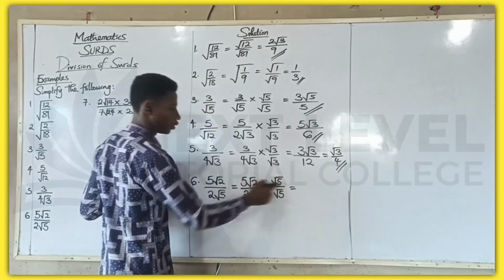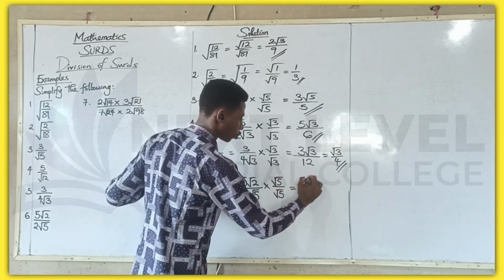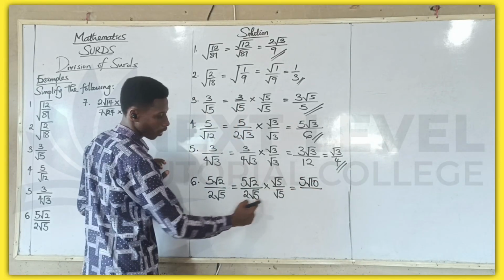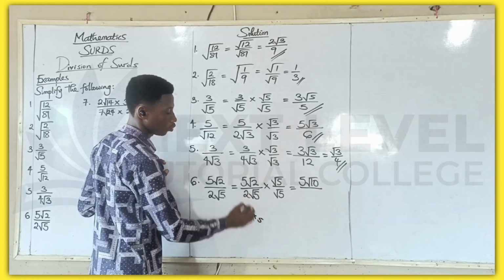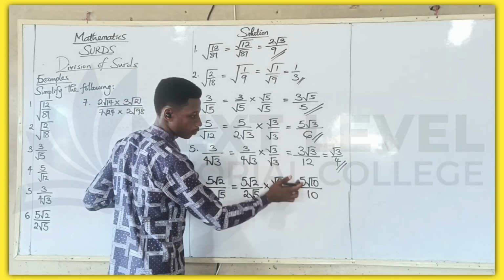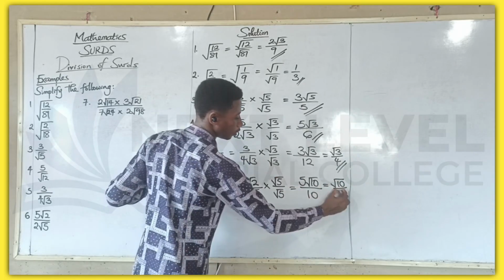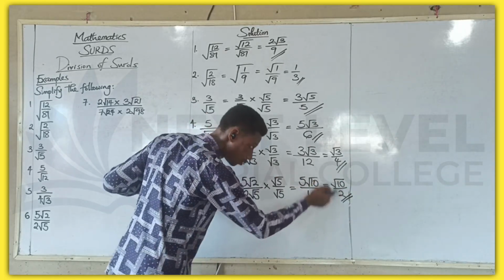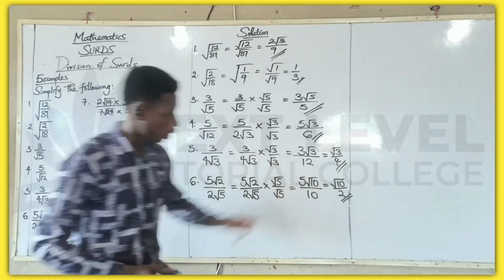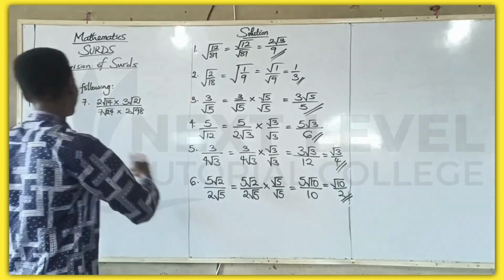So if we multiply this, root 2 times root 5 is root 10. So we have 5 root 10. Root 5 times root 5 is 5, times 2 here, 2 times 5 is 10. Now 5 can go into 10, 5 and 5 is 1. So we have just root 10 here, and 5 and 10 is 2. This is our answer. You can't divide this further, so please take note. This root 10 over 2, that is the answer.